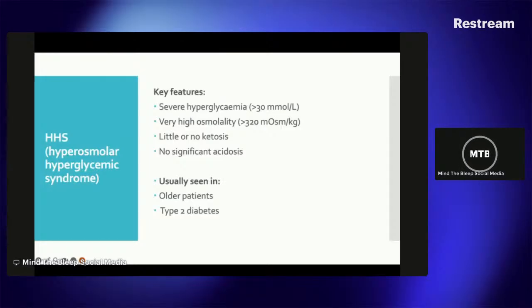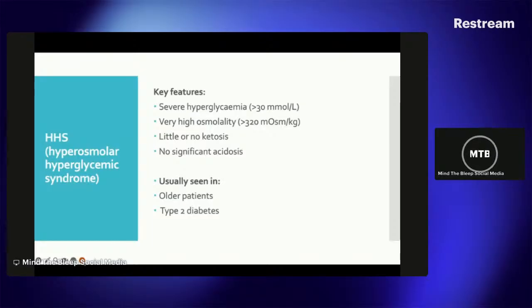Hyperosmolar hyperglycemic state occurs due to severe relative insulin deficiency. It's usually in people with type 2 diabetes. There's enough insulin to suppress ketone production, but not enough to allow the glucose uptake, and that leads to very high hyperglycemia. And excess glucose causes marked osmotic diuresis, so that leads to severe dehydration and electrolyte loss.